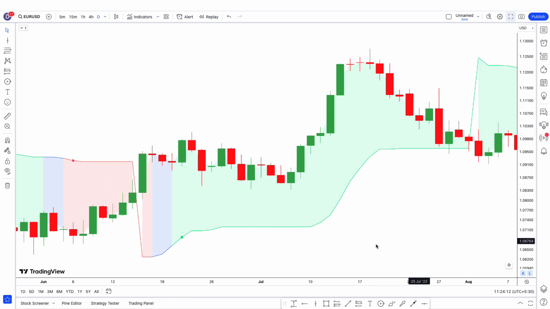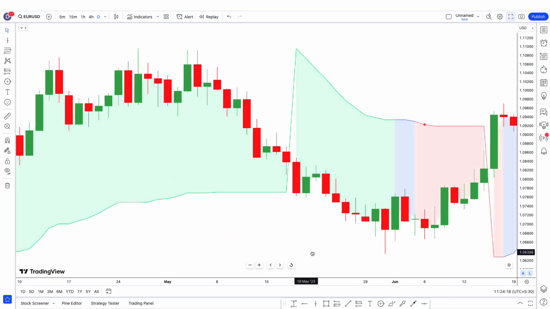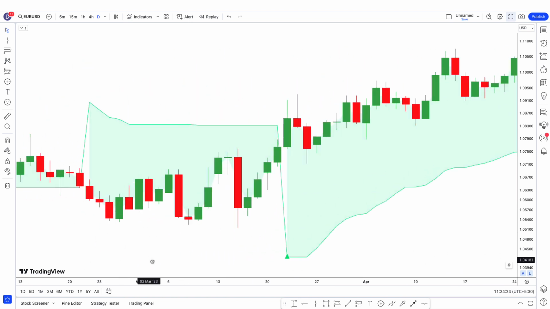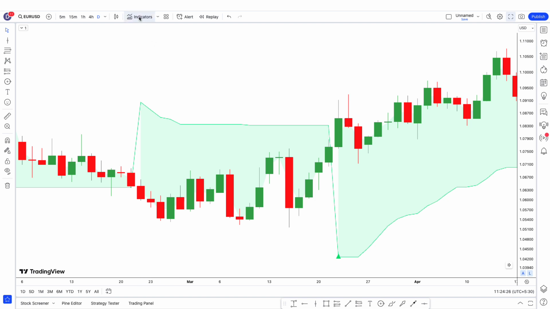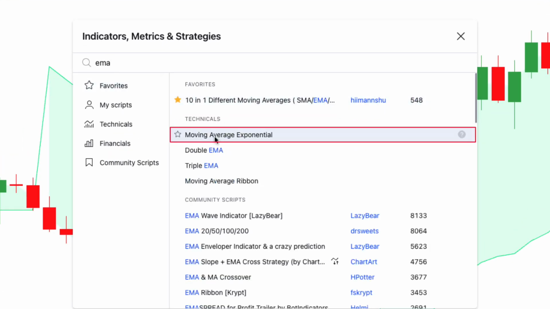Now, taking trades with this indicator this way isn't the best option because the indicator produces lots of false signals when the market is ranging. To fix this issue, we're going to add one more tool to the chart. On the Indicator Search tab, type in EMA. Select this one that's called Moving Average Exponential.